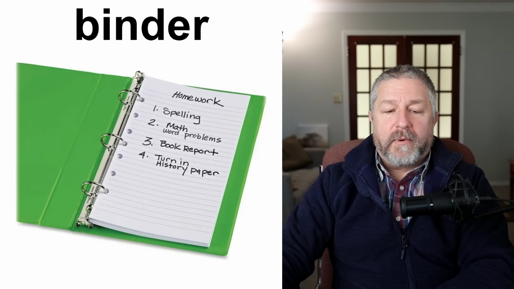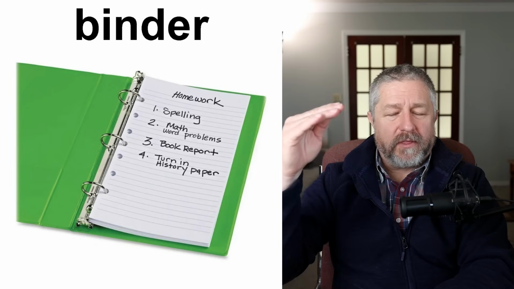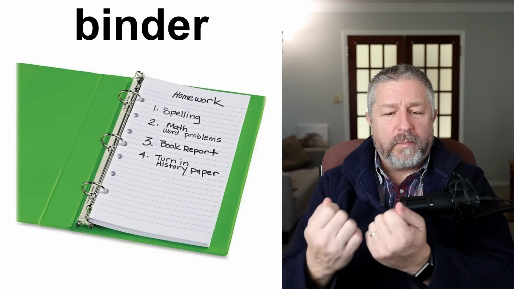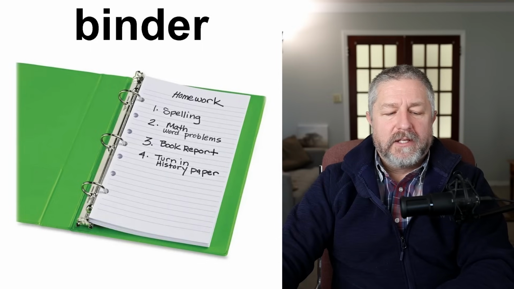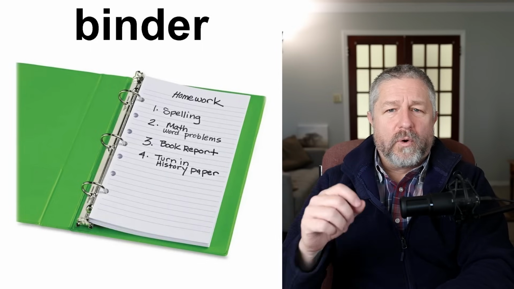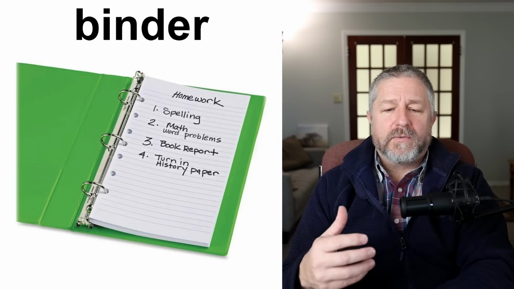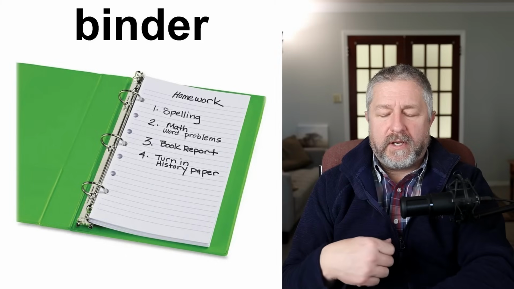Students will often have a binder. A binder is just a place to keep paper. It's usually a 3-ring binder, and you can open and close the rings in order to put paper into it. This is where students will take notes. They'll do their homework. They'll answer questions. Anytime they need to do work in a class, they will probably use their binder.